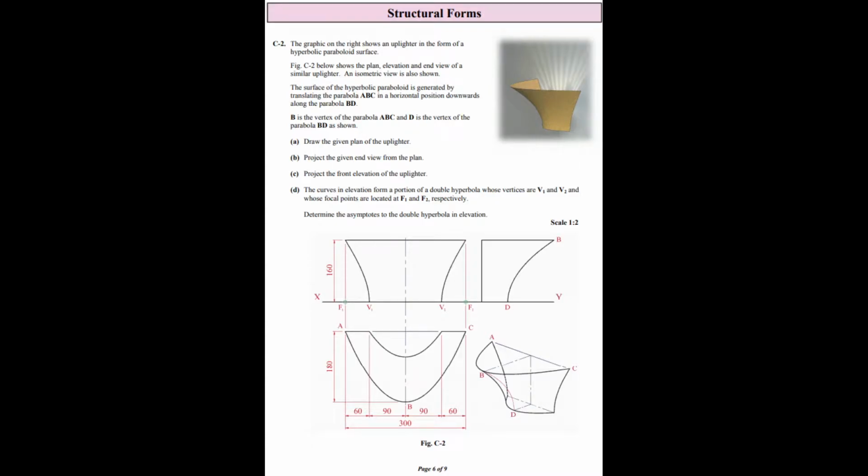This is the 2013 higher level question C2. The graphic on the right shows an uplighter in the form of a hyperbolic paraboloid surface. Figure C2 below shows the planned elevation and end view of a similar uplighter. An isometric view is also shown.